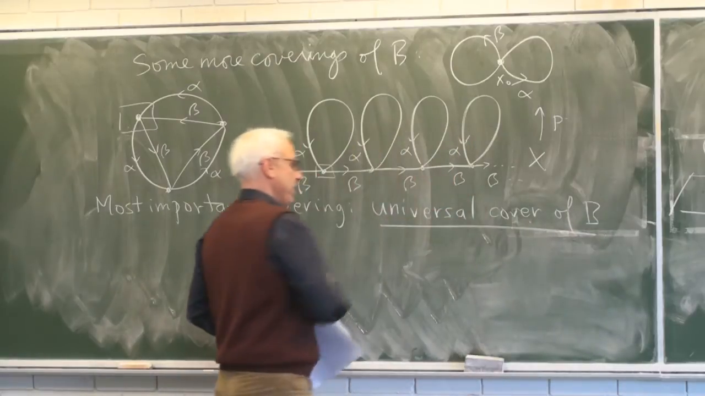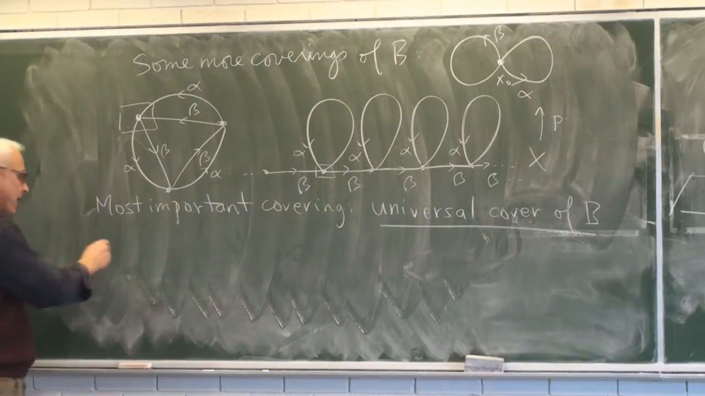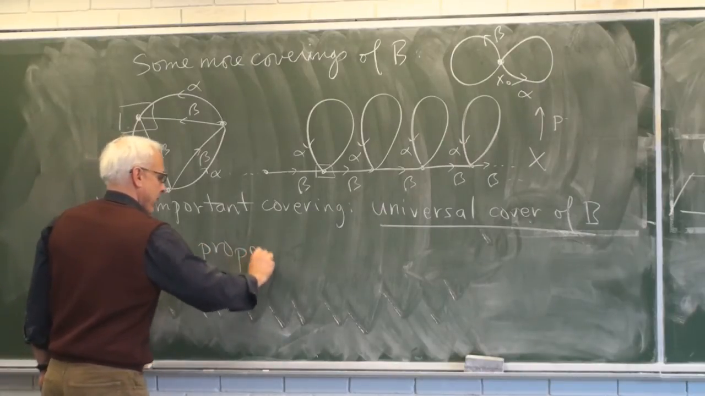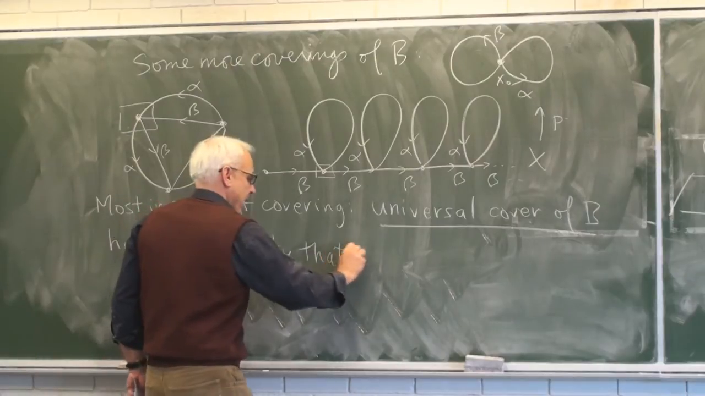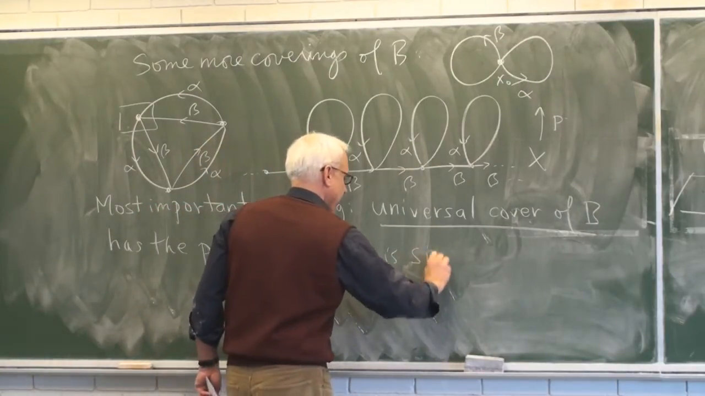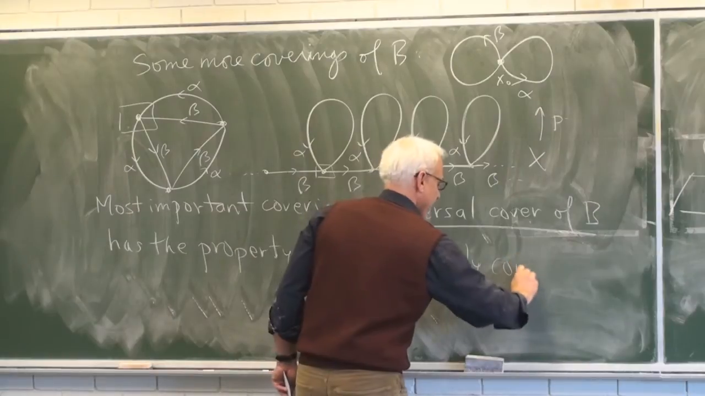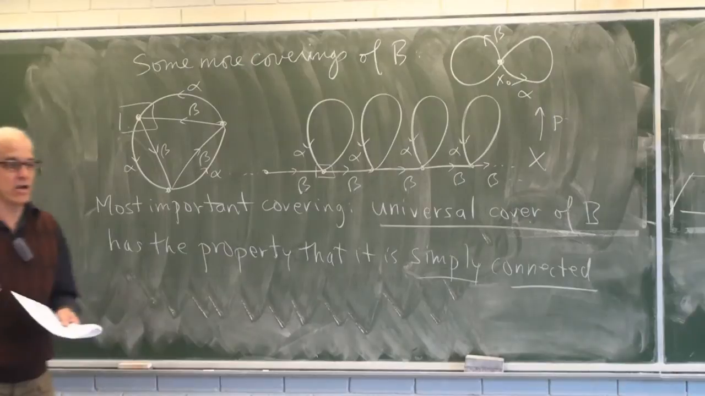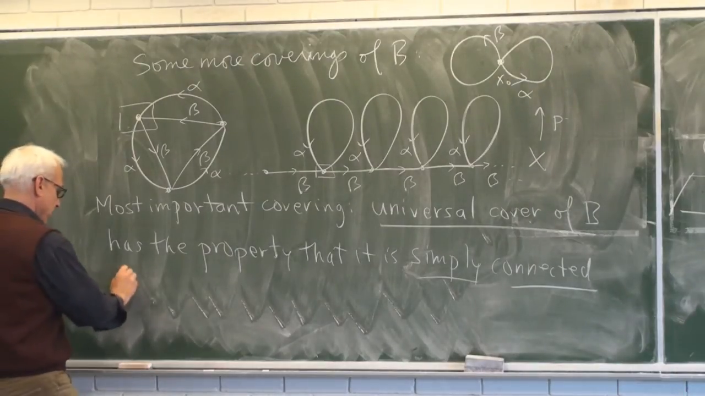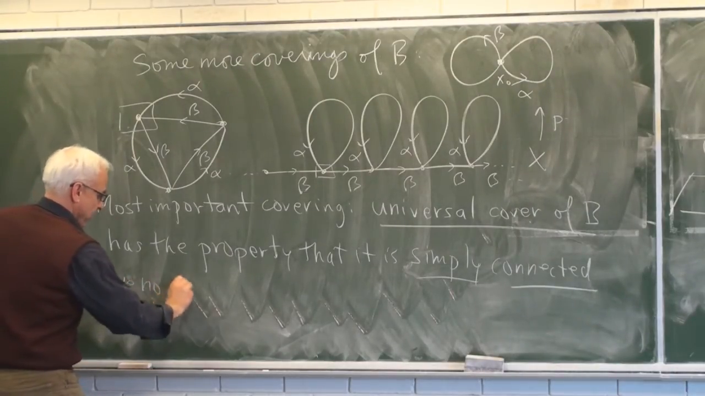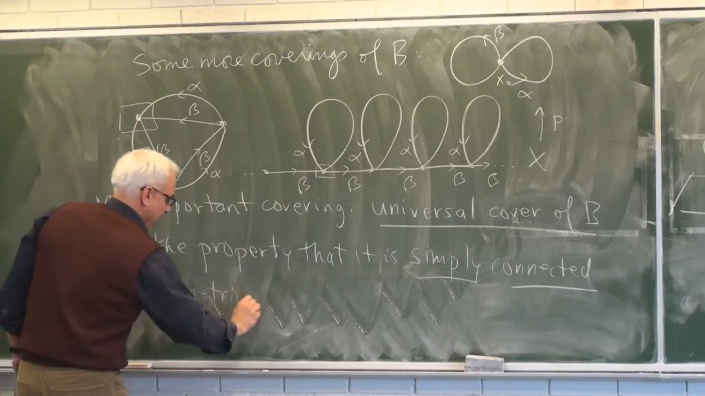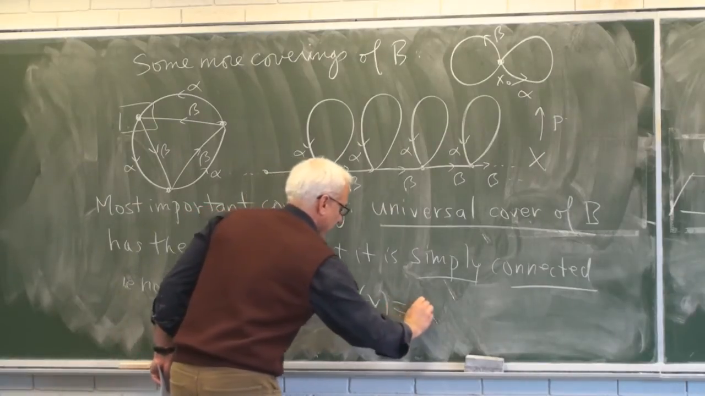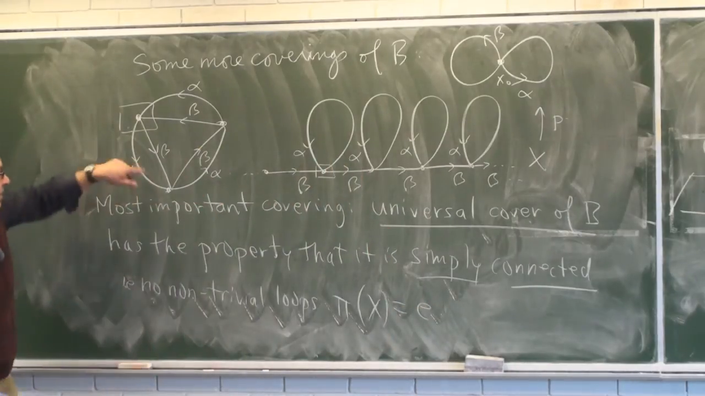The universal cover of B has the property that it is simply connected. In other words, there are no non-trivial loops on it, or in other words, pi of x is just the identity. That's not the case with these.